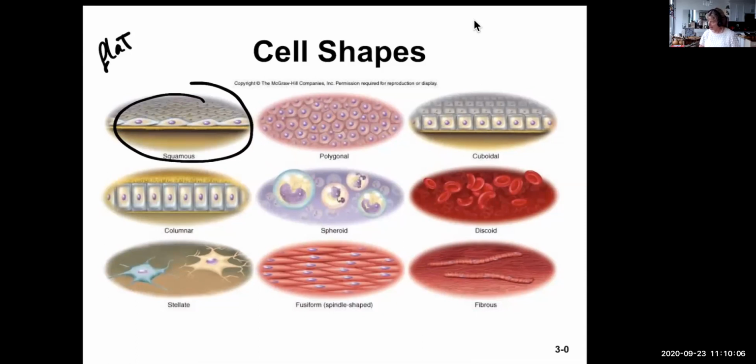Polygonal cells have a very hexagonal shape and they pack very tightly together. Cuboidal cells are like cubes, and there is quite a lot of cytoplasm relative to the surface area of the cell in cuboidal cells. Columnar cells, on the other hand, the ones that line your intestines, are long and skinny and they have a lot of surface area relative to their volume. That's because the columnar cells function in absorption.